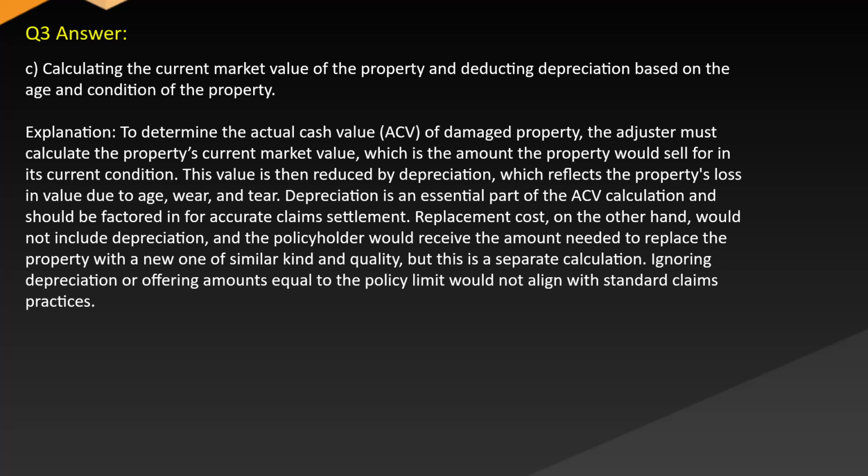Correct answer. C. Calculating the current market value of the property and deducting depreciation based on the age and condition of the property. Explanation. To determine the actual cash value (ACV) of damaged property, the adjuster must calculate the property's current market value, which is the amount the property would sell for in its current condition. This value is then reduced by depreciation, which reflects the property's loss in value due to age, wear and tear. Depreciation is an essential part of the ACV calculation and should be factored in for accurate claim settlement.